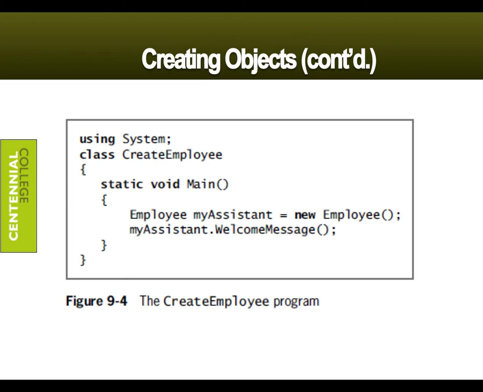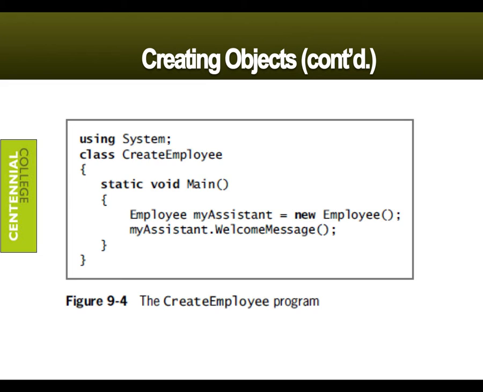Here's an example. I'm using System, which means I'm importing the System namespace. Here's my class, CreateEmployee, and if you notice, this CreateEmployee program is using the static void Main because this is my main program, and it's a static class. I don't have to instantiate this thing.